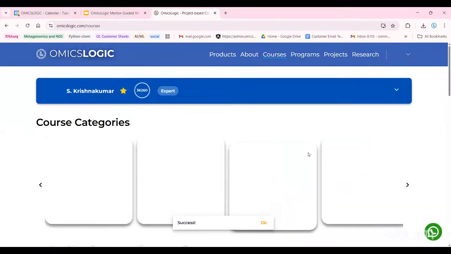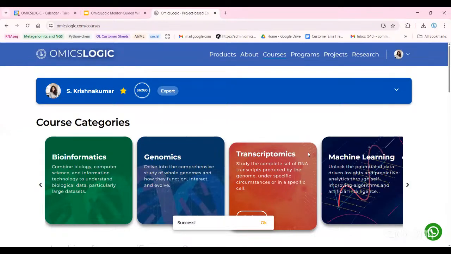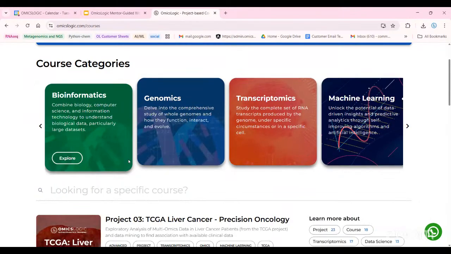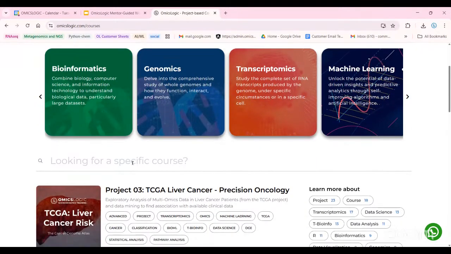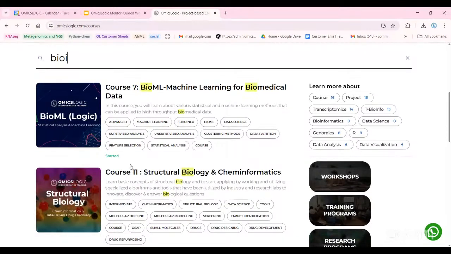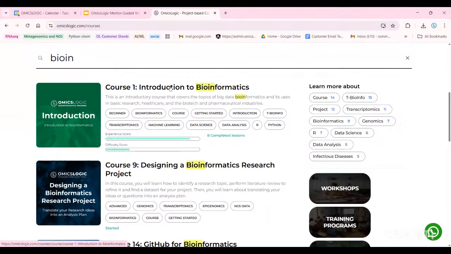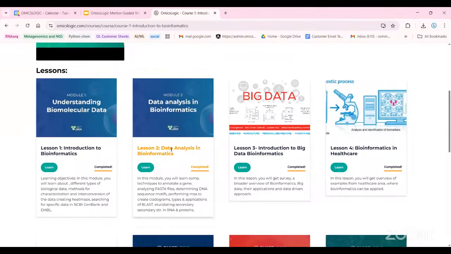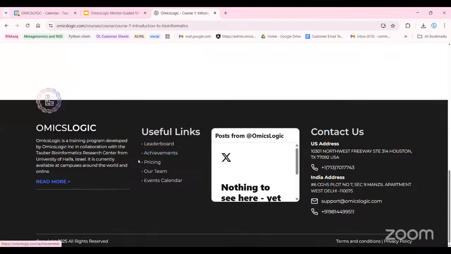So once you log in, the very first page that you see is the courses. So we have a lot of participants who are enthusiastic to learn about bioinformatics and several other omics fields. So if you're someone who is a complete beginner and wants to get started, we also provide a free course on Introduction to Bioinformatics that you can go through, which is course 1, Introduction to Bioinformatics. I'll just quickly open one of these lessons to show you what the structure looks like.